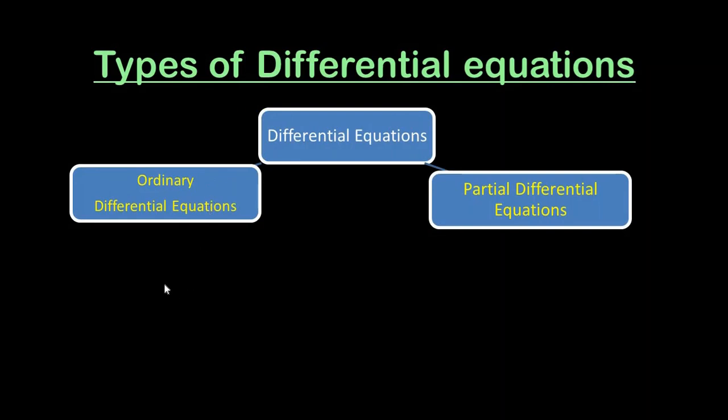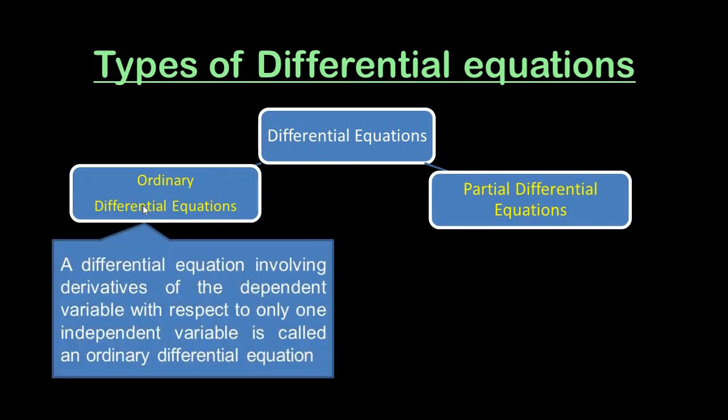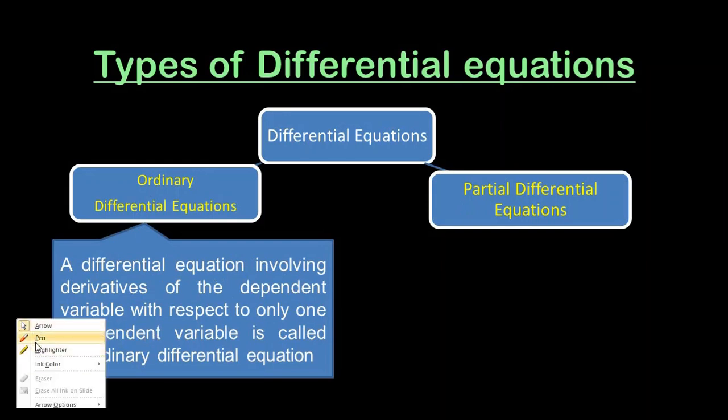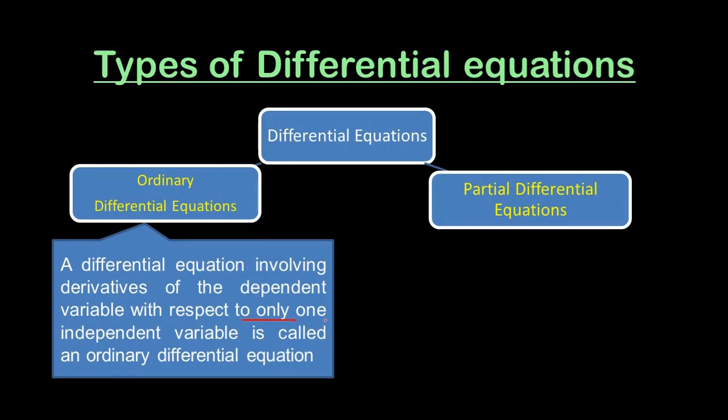Depending on the number of independent variables with respect to which we have calculated the derivatives, the differential equations are categorized into two categories. First is ordinary differential equations and the second is partial differential equations. So an ordinary differential equation is an equation which involves derivatives with respect to only one independent variable. So if we have only one independent variable with respect to which we are calculating the derivatives, then it is an ordinary differential equation.